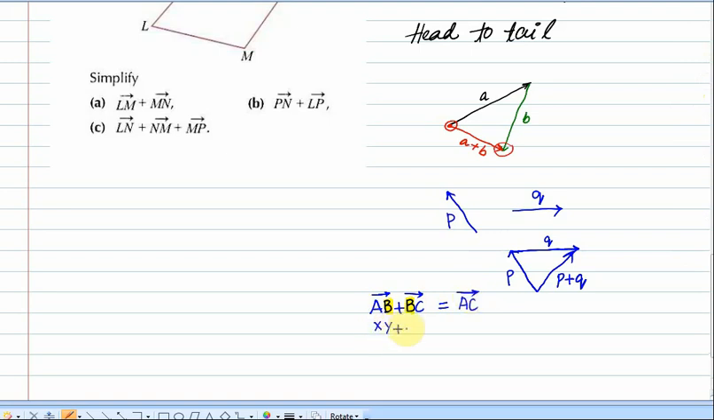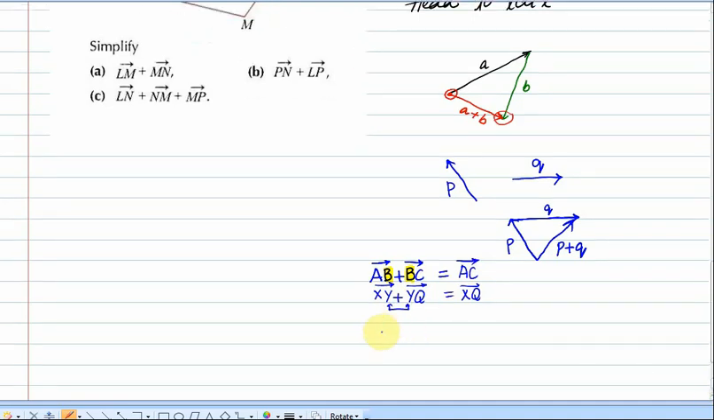If I say XY plus YQ, the resultant is XQ. Since these two alphabets are the same, the resultant is the first and the last one. One more example, PQ plus QT is equal to PT, right? So I hope that all of you now have a clear idea of how we add vectors.